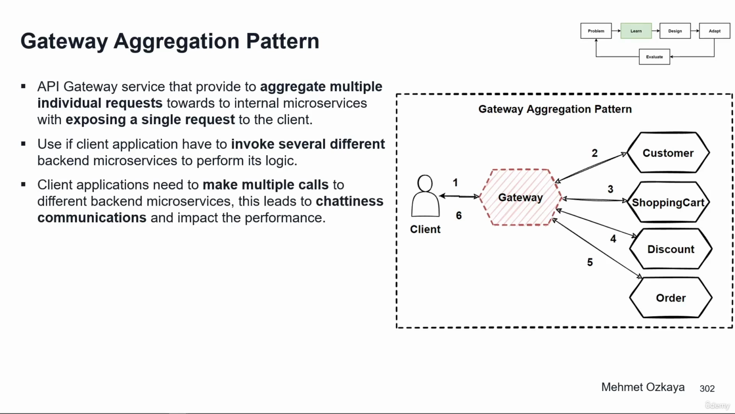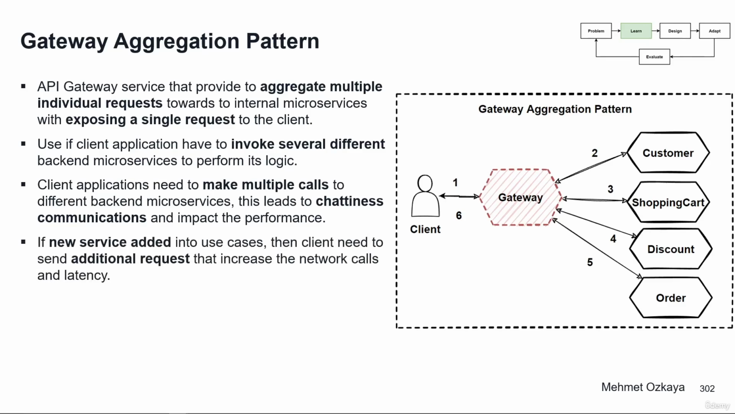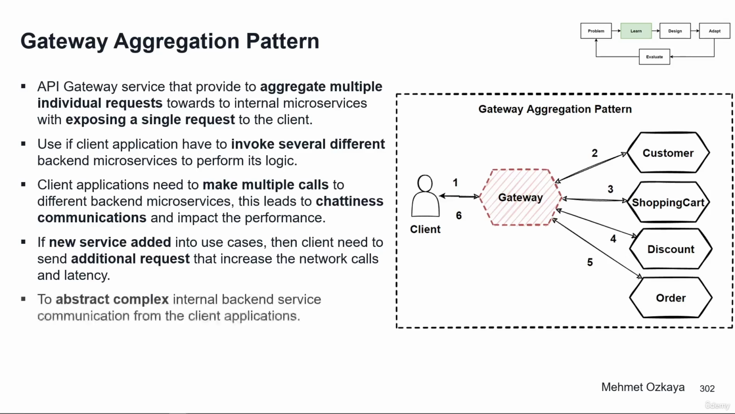In some cases, client applications need to make multiple calls to different backend microservices in order to perform one use case for the customer. But this leads to chatty communication between a client and the backend services and impacts performance in a bad manner. Also, if a new service is added into that use case, then the client needs to send additional requests, and this increases the network calls and latency. So the solution to this kind of problem is using the API gateway aggregation pattern to abstract complex internal backend service communication from the client applications.